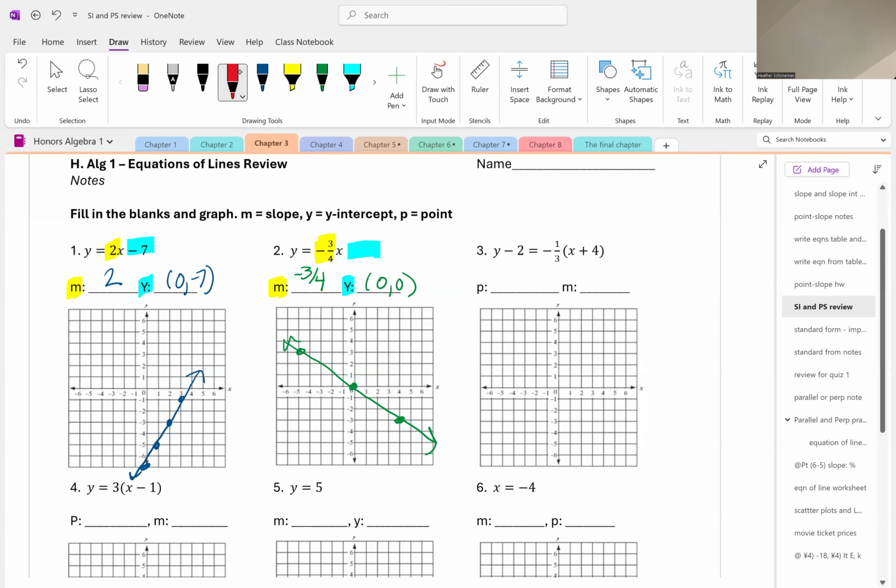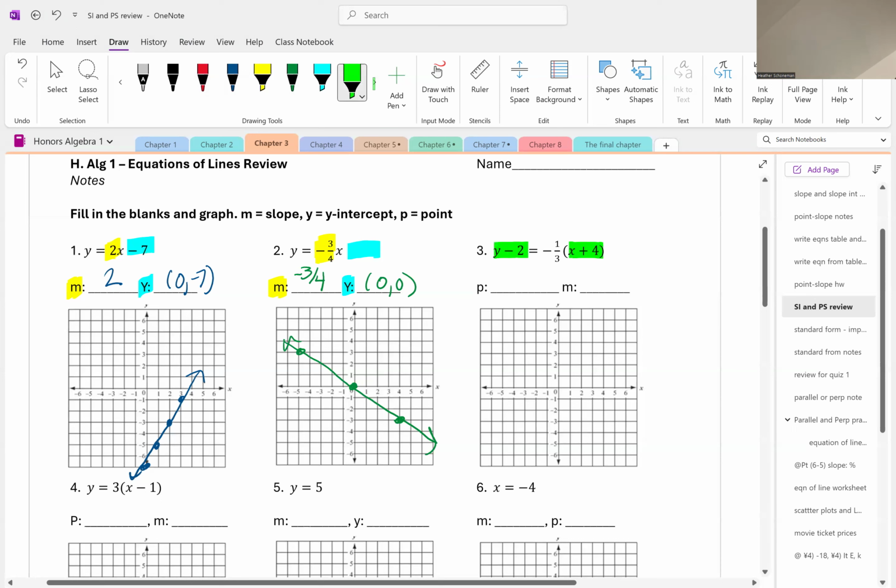Okay, number 2. Now this one is in point slope form. And in point slope form, you will recognize it immediately because it's the only one that has parentheses. In point slope form, the point is the opposite of what's with the x and the opposite of what's added or subtracted to the y. So in this case, the point is -4, 2, and the slope is the number multiplied in front of the parentheses, which is -1/3. So when we go to graph it, we're going to go to the 1 point we have and then use the slope to find more points.